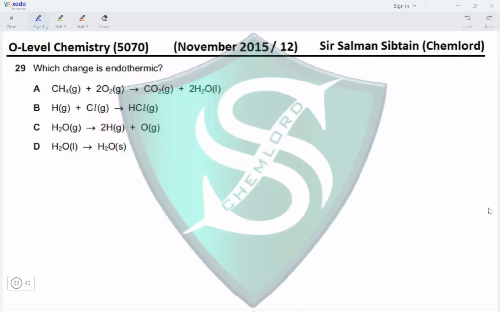Question 29. Which change is endothermic? CH4 plus 2O2 gives CO2 plus H2O. This is combustion. Combustion is always exothermic. Next, H2 gas plus Cl2 gas gives HCl gas. So this is bond formation. Bond formation gives off energy, making this reaction exothermic.